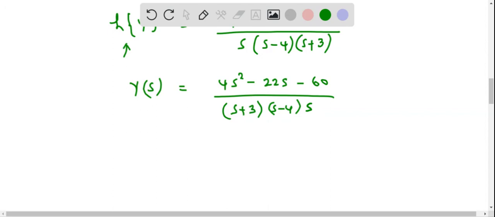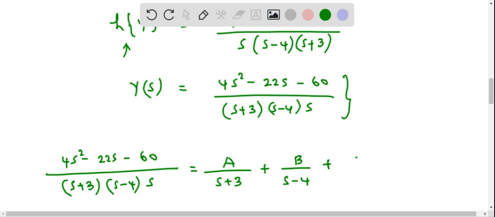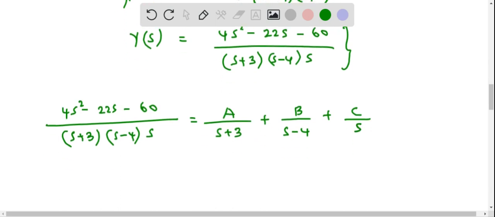Now we have to rewrite this rational expression using the partial fraction decomposition method. So let's do that. That is 4s squared minus 22s minus 60, all over s plus 3 times s minus 4 times s. This can be written in partial fraction decomposition as a over s plus 3 plus b over the next linear term, that is s minus 4, and then plus c over the last term s. Now we have to determine the constants a, b, and c.